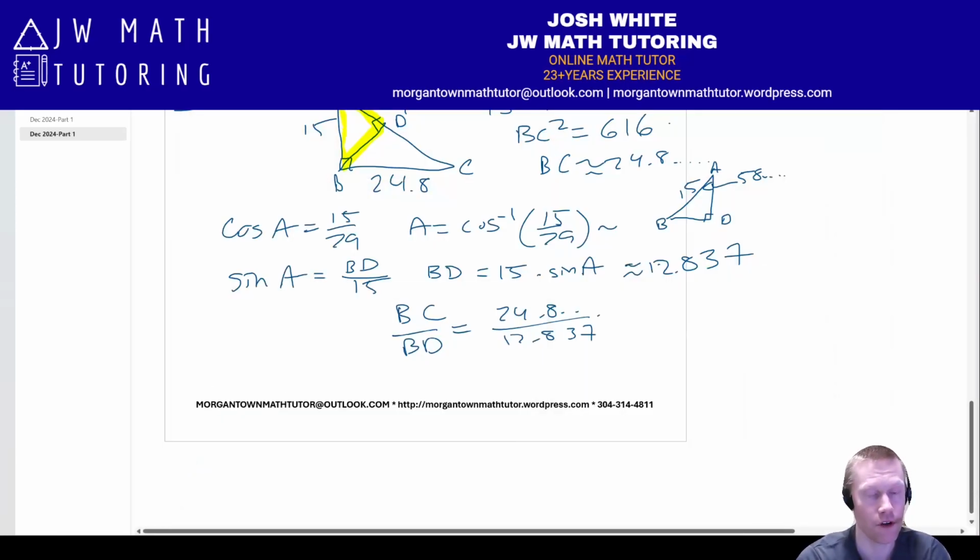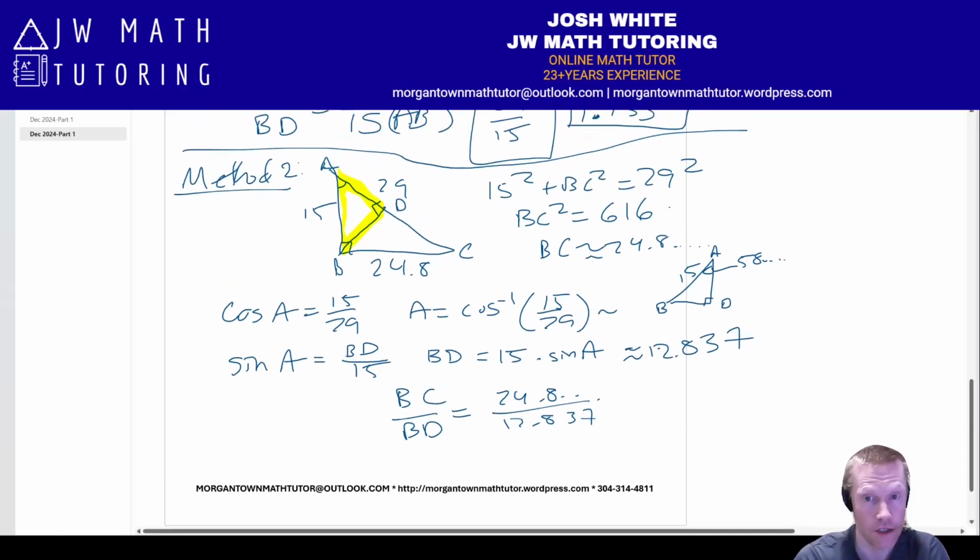So this is how you could solve this problem entirely using just basic trig properties: sine, cosine, tangent, SOHCAHTOA, and the Pythagorean theorem. Using all those, you don't have to use similar triangles. You don't really even need to know anything about similar triangles to use this method.